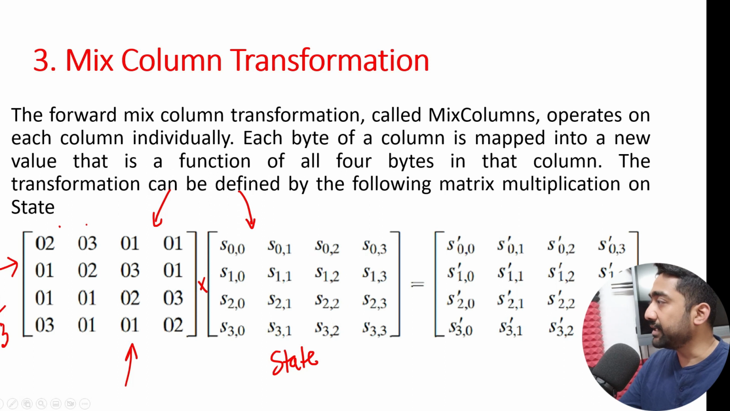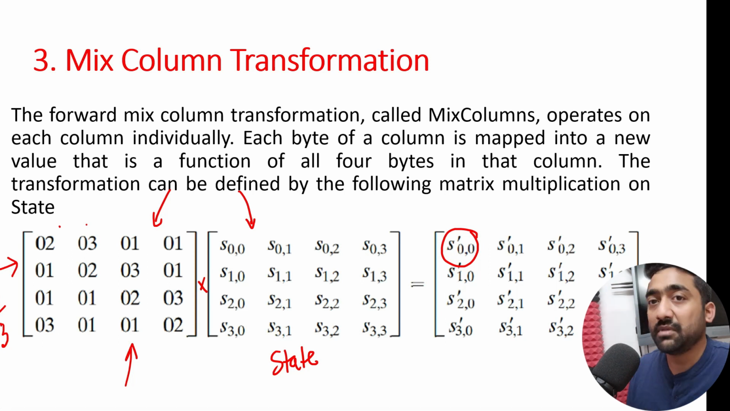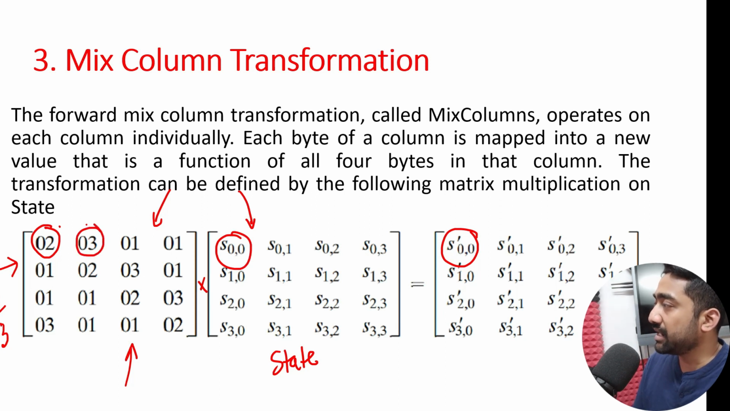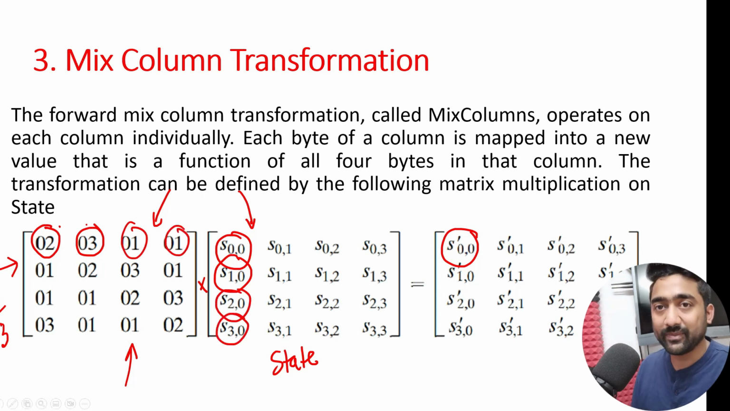So if you want to find out S0J, or basically find out this, in an ideal scenario what will happen is, when matrix multiplication happens, this 2 will be multiplied by this value, plus this 3 will be multiplied by this value, then 1 will be multiplied by this value, and this 1 will be multiplied by this value, and all these values will be added up.